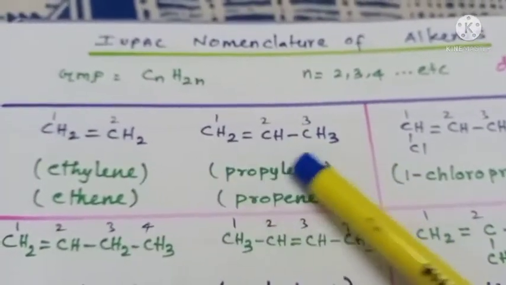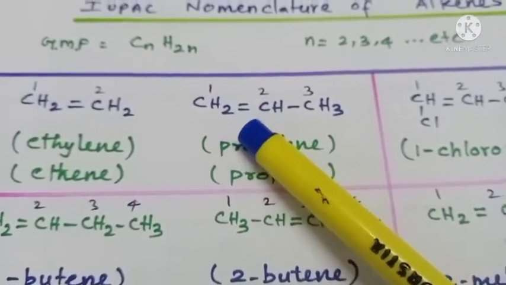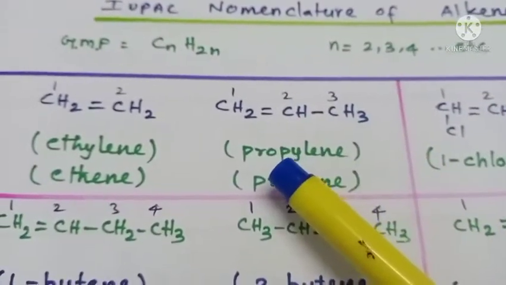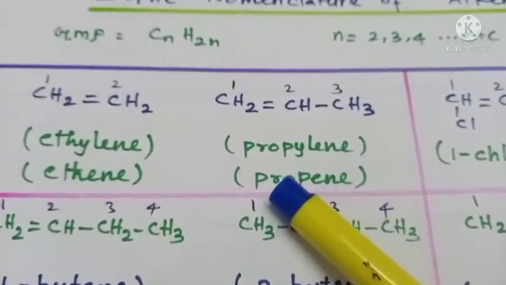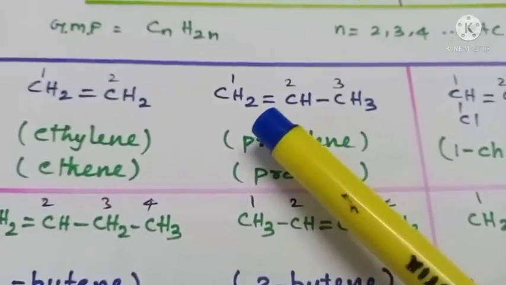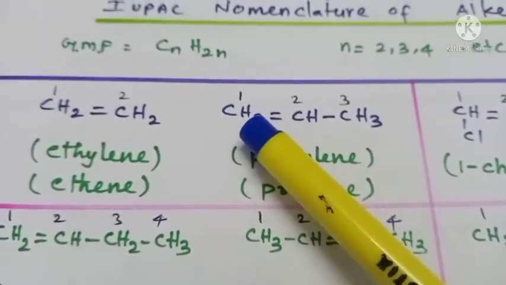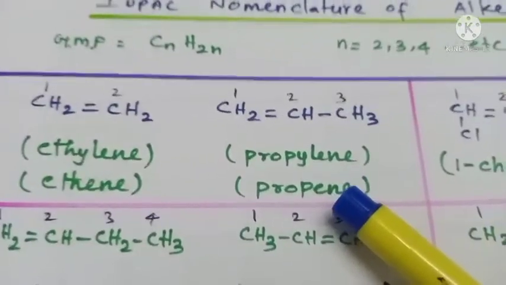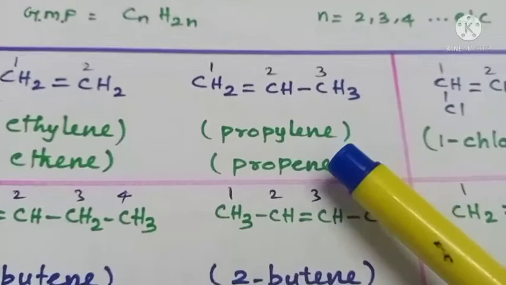Now look at the second compound. An alkene with 3 carbon atoms, CH2=CH-CH3. So a 3 carbon derivative. The common name is propylene, and the IUPAC name is propene. You can see that the double bond is between first and second carbon, so the least number is 1. So you can call this 1-propene also, or prop-1-ene. But the number is not necessary for this one.